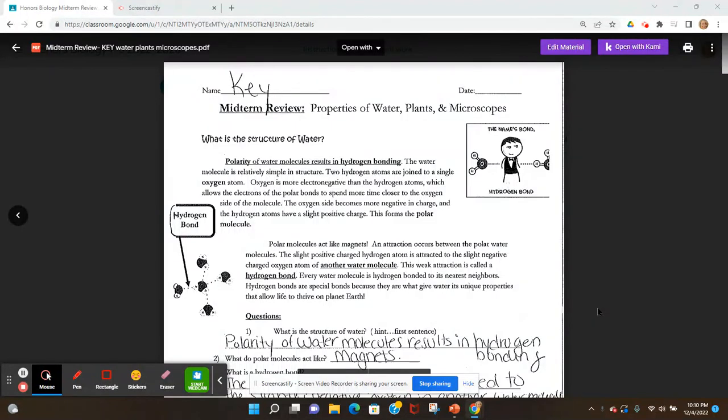Midterm review, properties of water, plants, and microscopes. What is the structure of water? Polarity of water molecules results in hydrogen bonding.